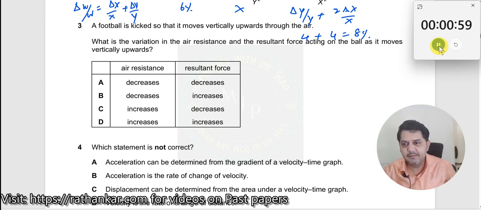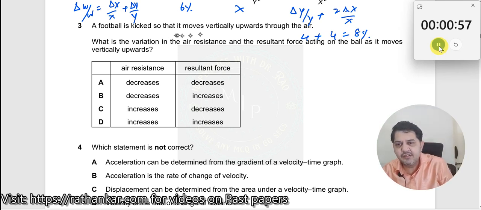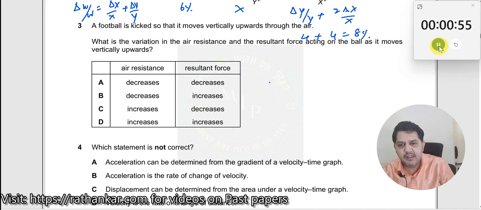Question number 3. A football is kicked so that it moves vertically upwards in the air. So you are standing here, you kick the football, it goes vertically upward like this. It goes to a certain height and returns back. Now while it is going upwards, what is the variation in the air resistance?